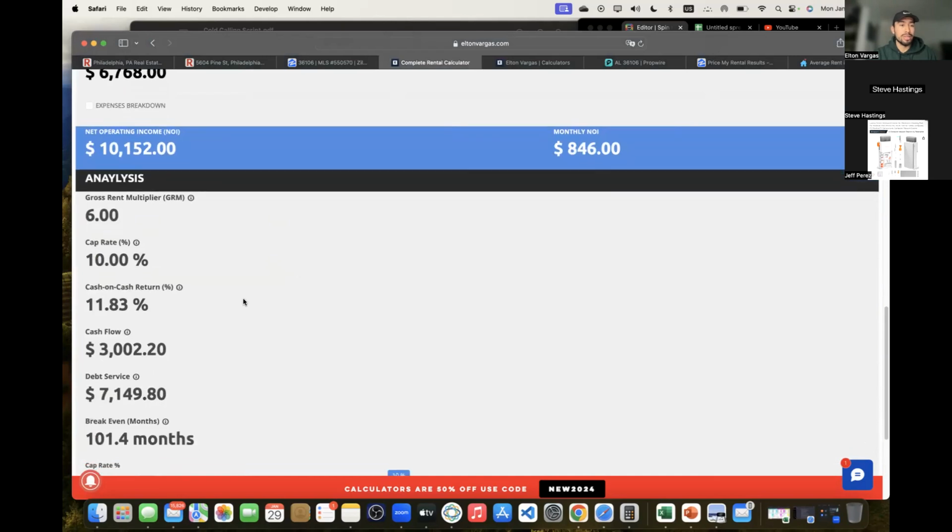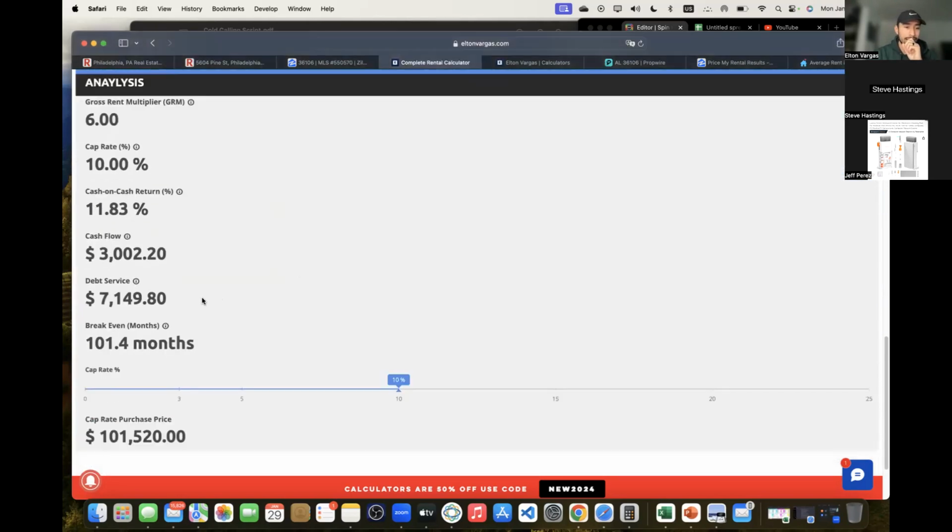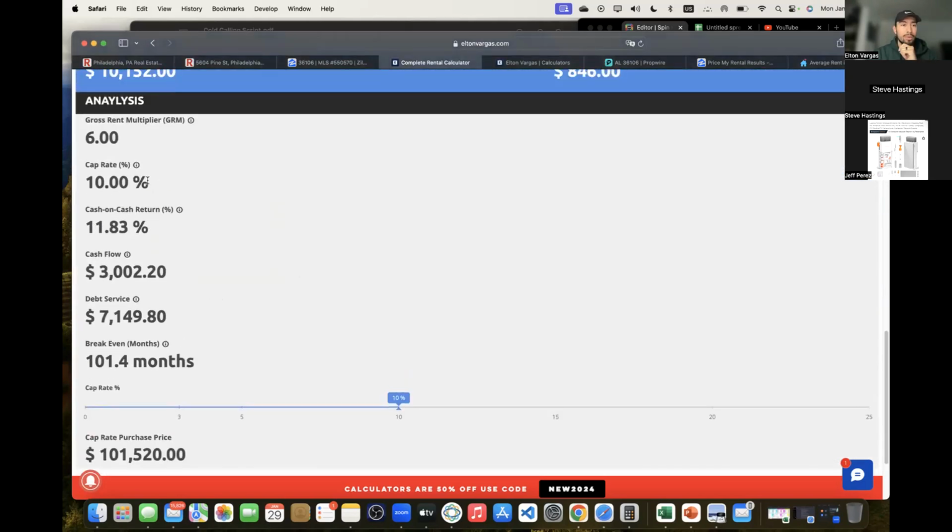But now if I'm able to get it at a 10% cap rate, now my cap rate is higher. Great. The property is cash flowing, so it's cash flowing around $3,000 a year. My mortgage or debt service dropped a little bit, and my break-even monthly investment dropped as well too.